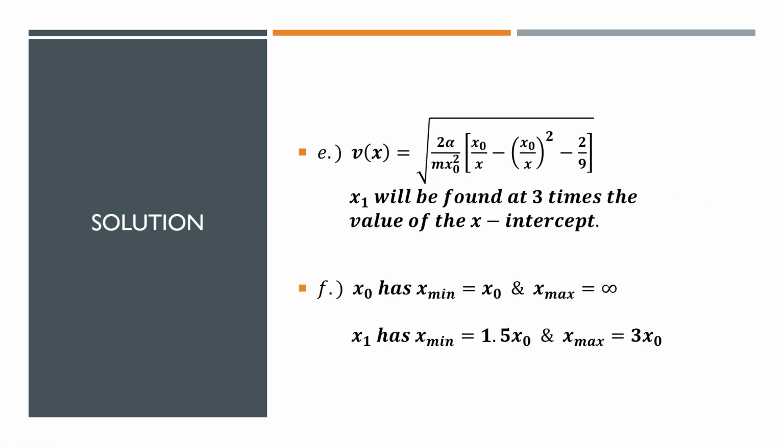For Part F, we talked about how the initial release point at x naught was the minimum x value for the proton, and the maximum is at infinity, where it slows to 0. And for the second release point, we set the new velocity function from Part E equal to 0, and we factored the result, which gave us the following minimum and maximum x values. And all of that agreed with what we saw on the graphs.